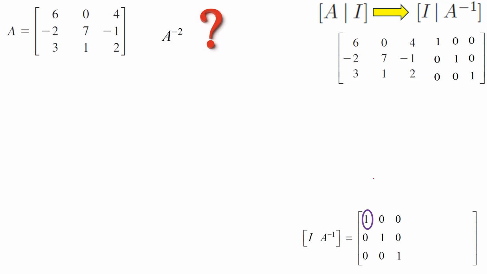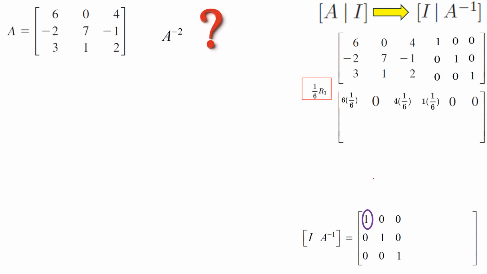Note that the pivot must be 1. Here, we don't have a 1. So we're going to divide the first row by 6, or multiply by 1 over 6. It becomes 6 times 1 over 6, 0 times 1 over 6, 4 times 1 over 6, 1 times 1 over 6, 0, and 0.